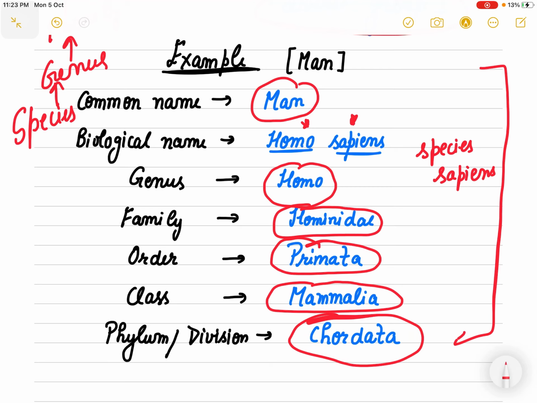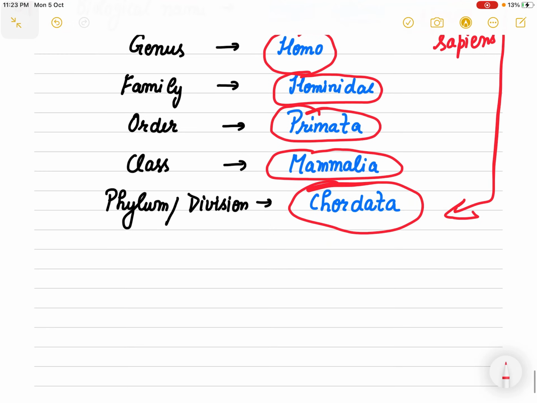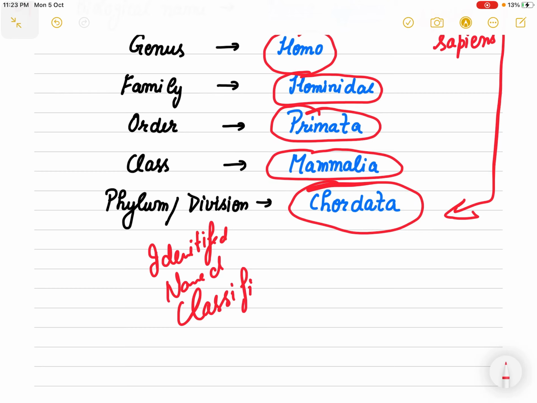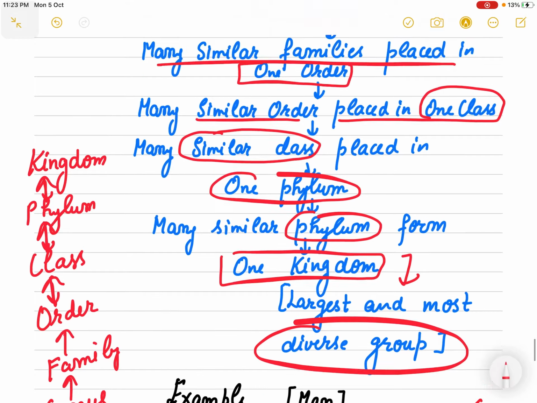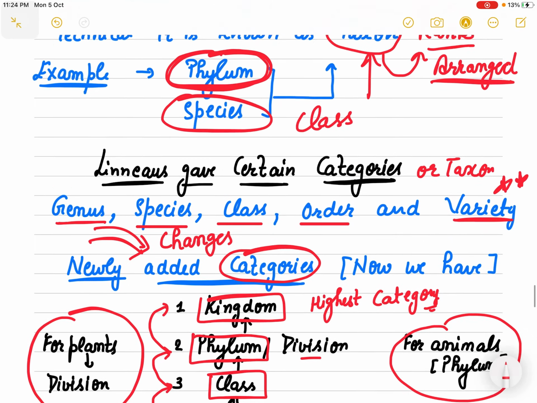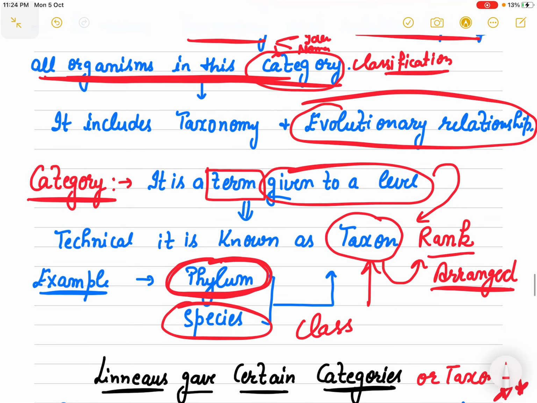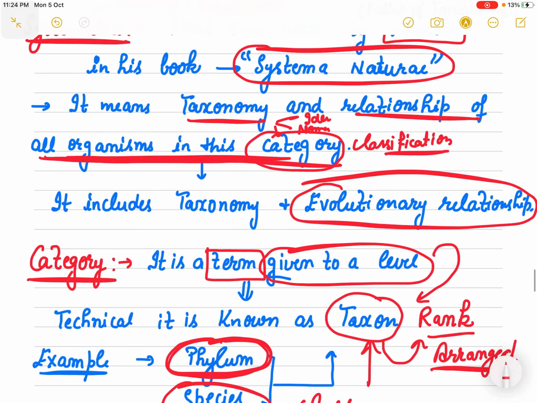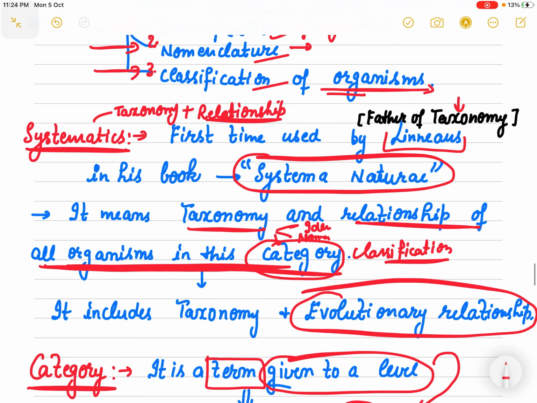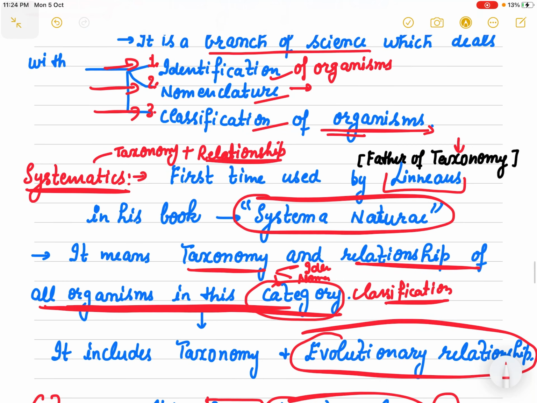So this example will give you a clear picture of how different organisms are identified, then named, and then their classification is done, right? So this is all for today about the classification part, and next we are going to discuss a few rules, about another few steps.